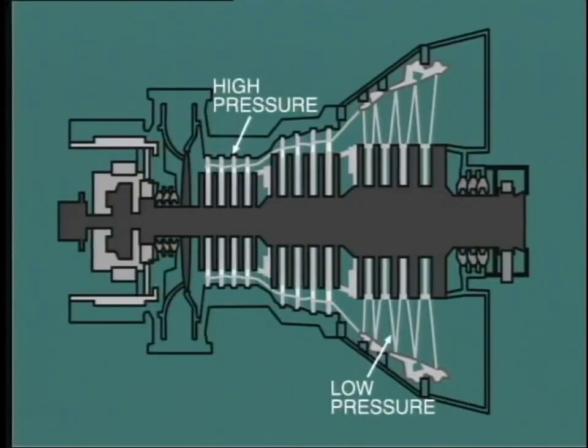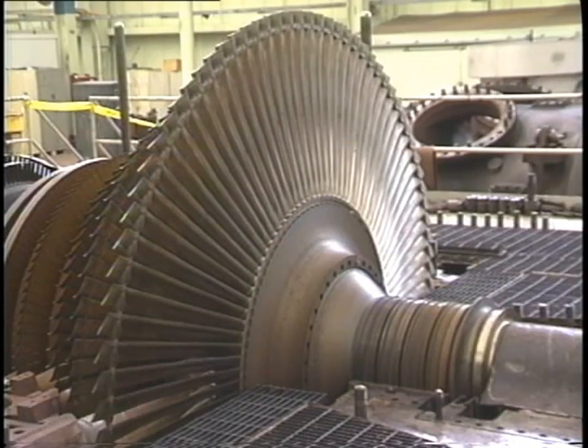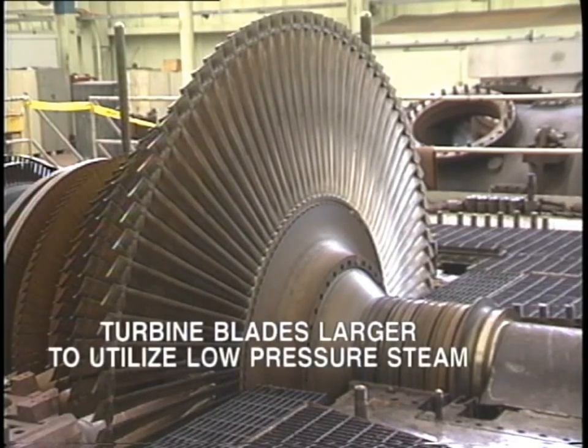So one clear consequence of this is that we have to make the casing continuously bigger as we move from the high pressure to the low pressure end. This is very evident to the eye when we look at this single cylinder turbine. But notice, it is not only the casing that must be made bigger, but the turbine blades must also be larger in order to utilize this low-pressure steam.